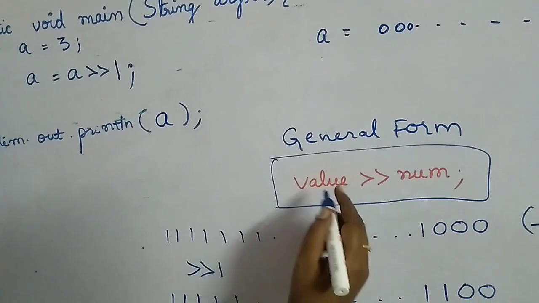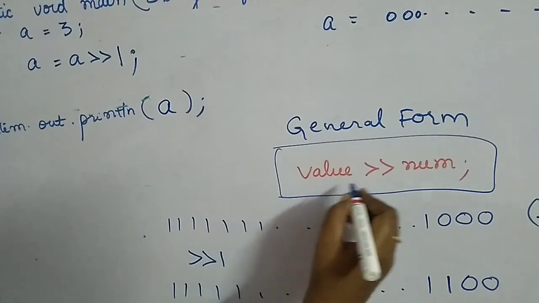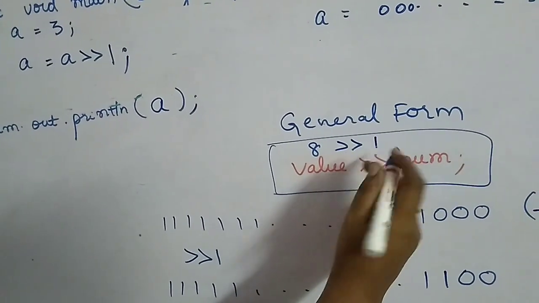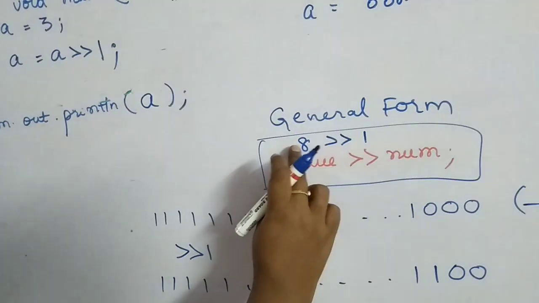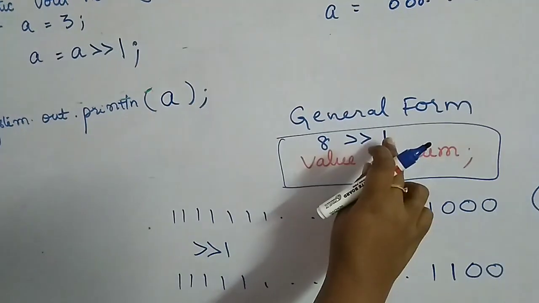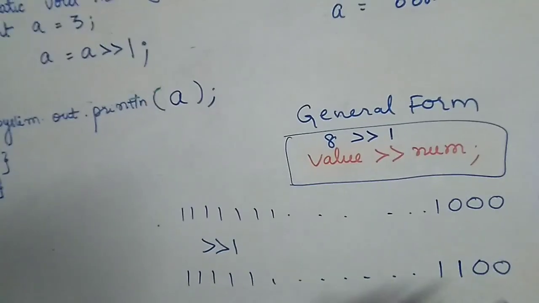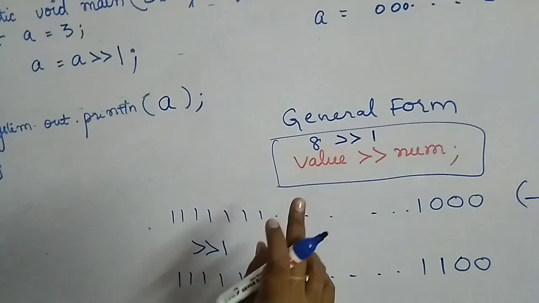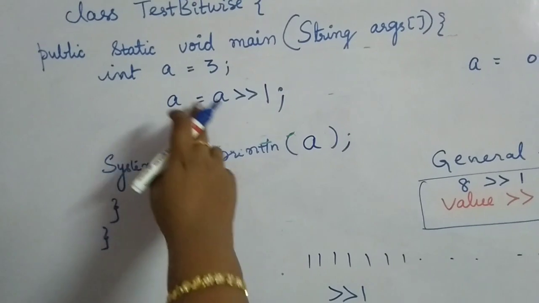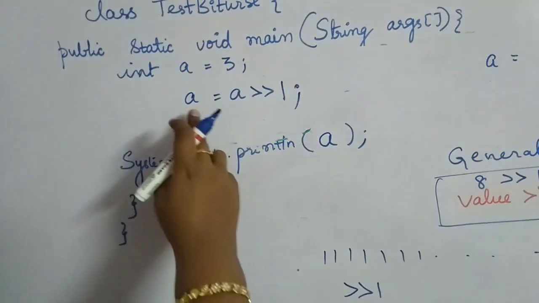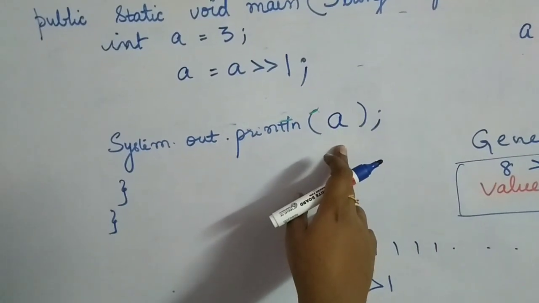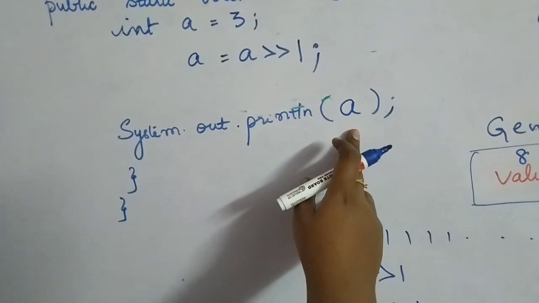As I said, say the value is 8 and I am saying right shift 1. It means that it will shift the bits of this particular binary representation by 1 onto the right side. Let us take an example program and you will understand it very clearly. I said int a is equal to 3 and a is equal to a right shift 1, and I am trying to print the value of a. We will see what the output of a will be.